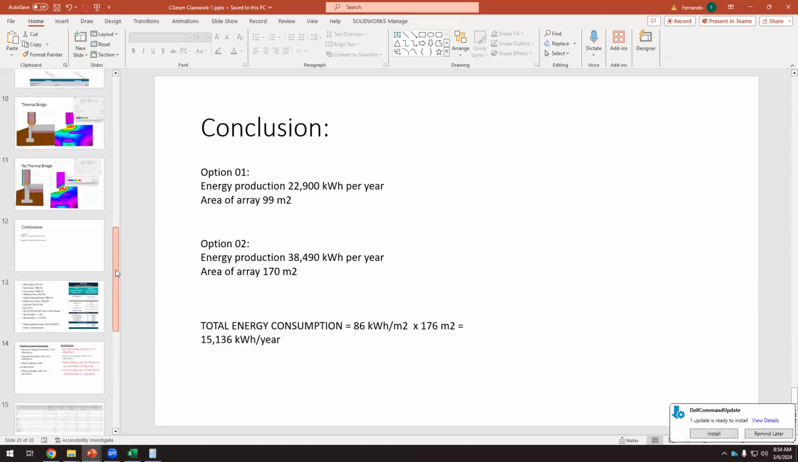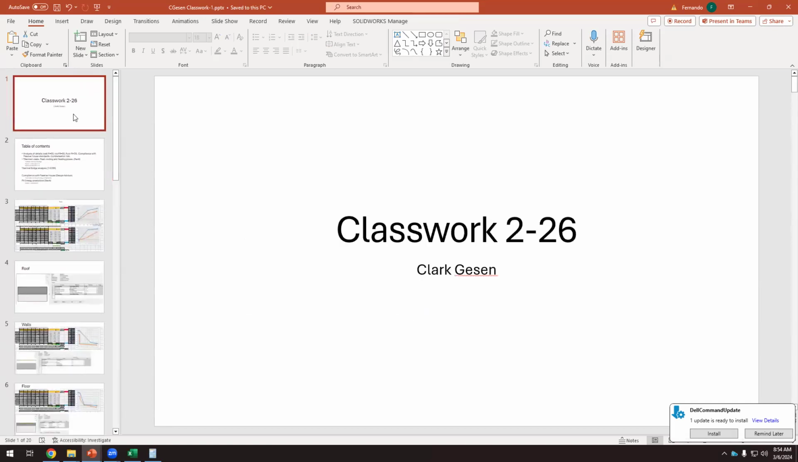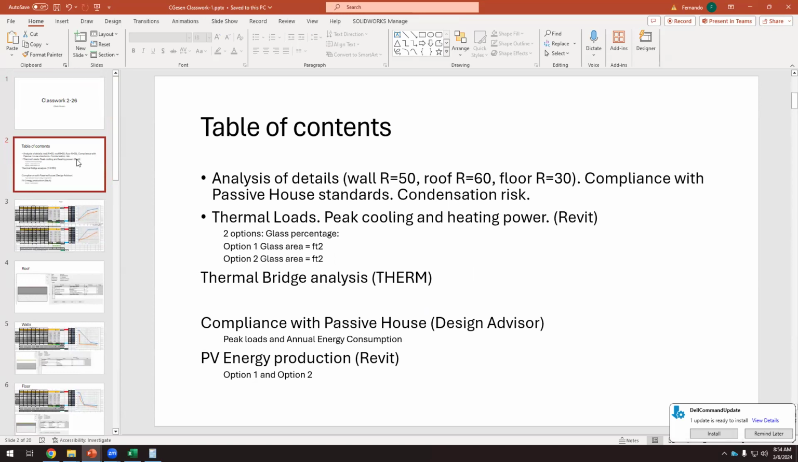Okay, so that will be the midterm. Basically, we have this table of contents. We have to analyze the details, condensation risks, then thermal loads in terms of peak cooling and heating power. Then I have to analyze the thermal bridges and solve those thermal bridges. I have to comply with the passive house. And then with this one, I can turn this into a zero energy building if I produce more energy than I consume.